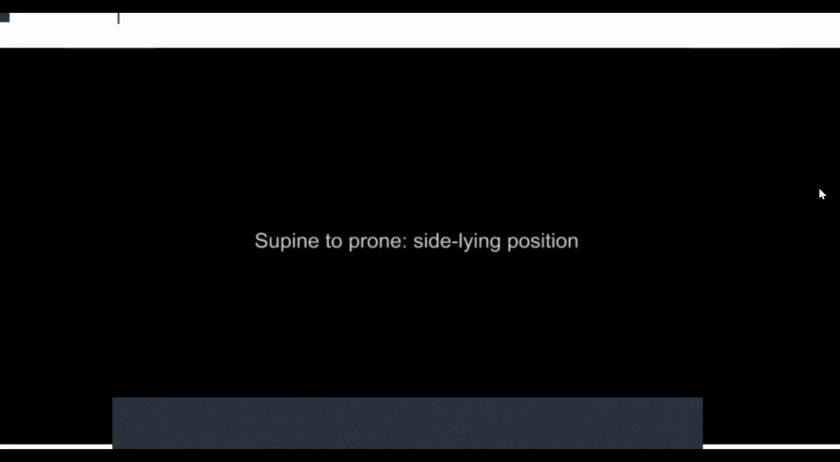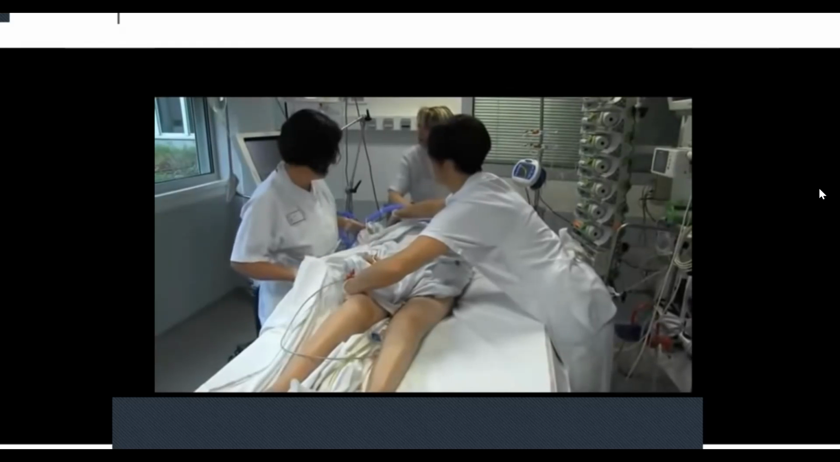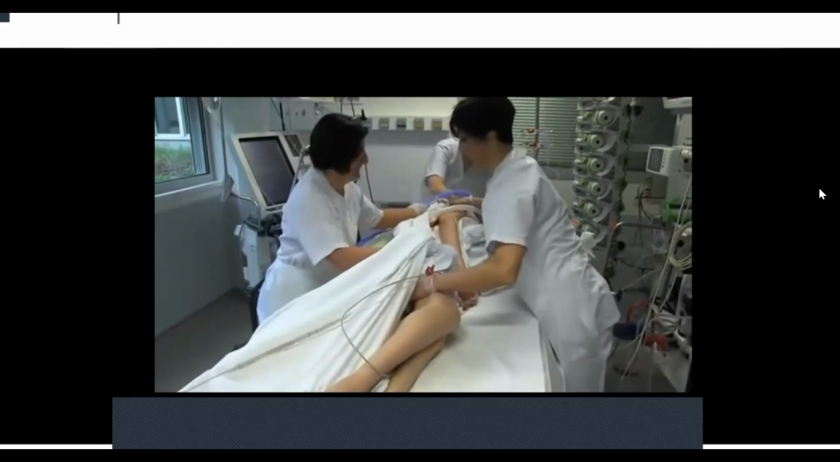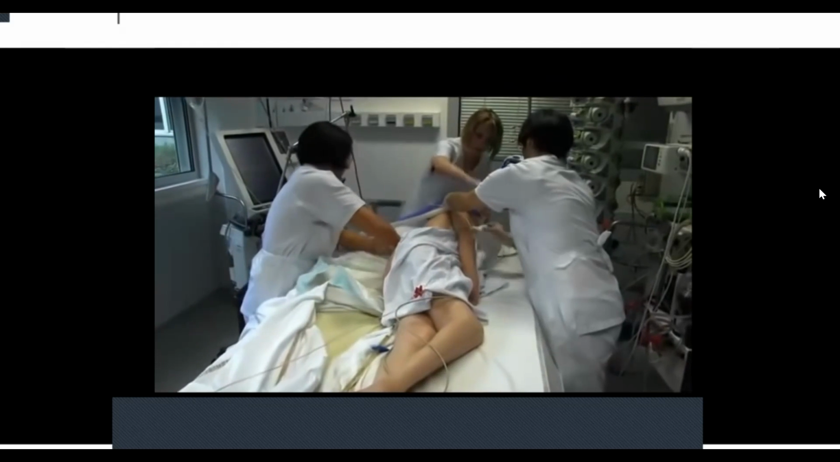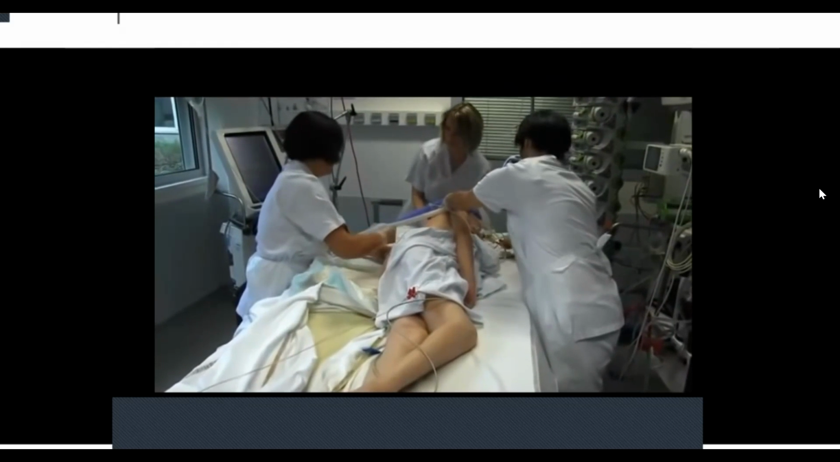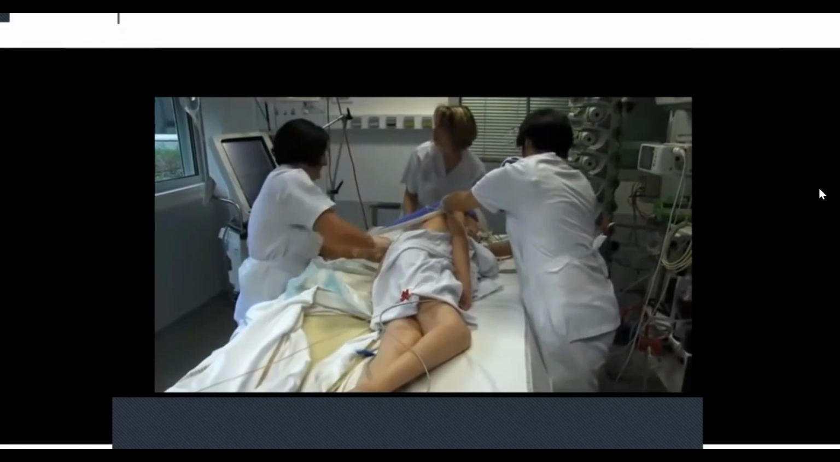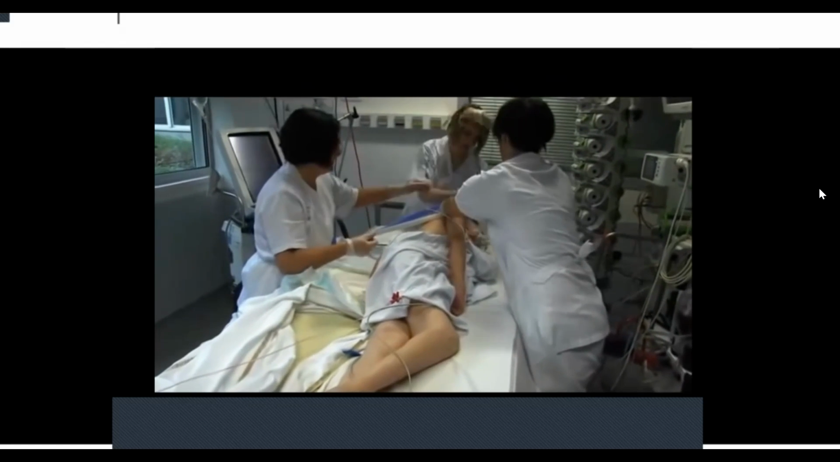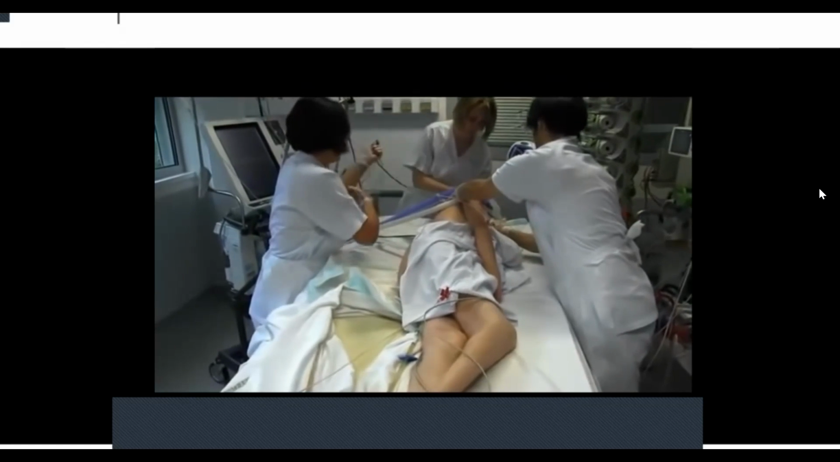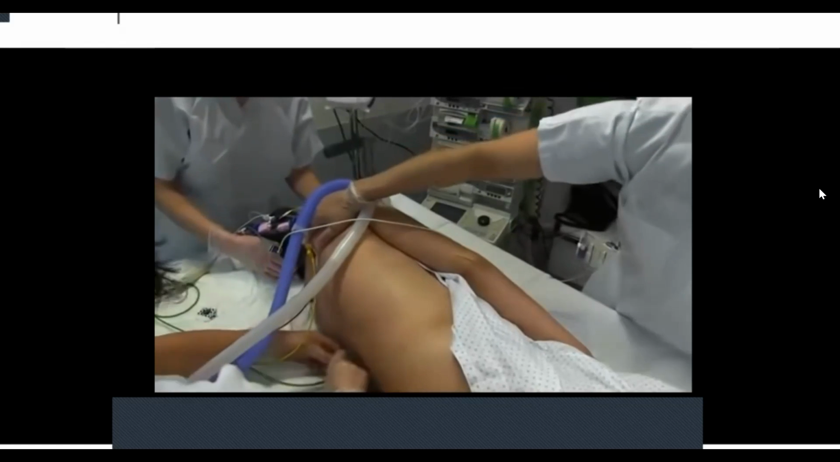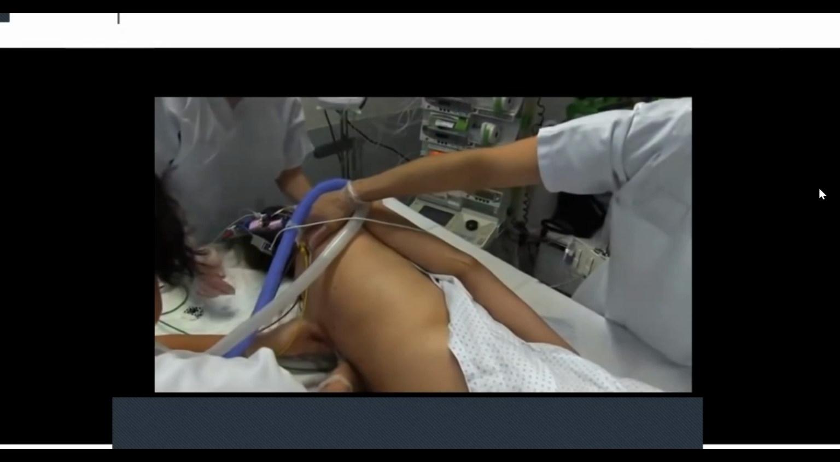The third step is a side lie. The patient is rotated laterally in a full side-lying position. The patient is maintained in this position for a short time while one person removes the electrodes from the anterior thorax and another person attaches the new electrodes to the back.